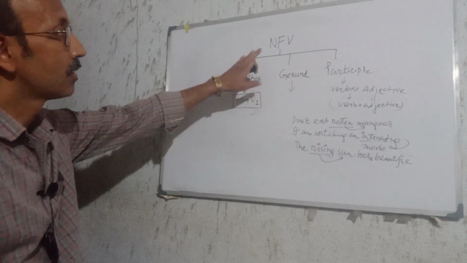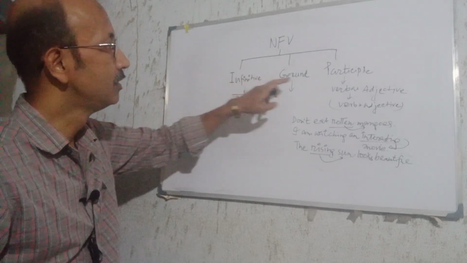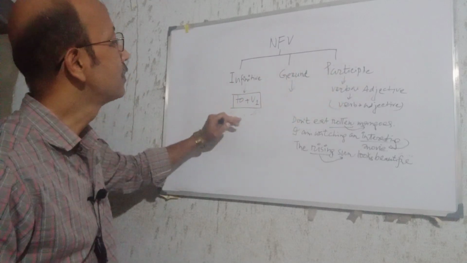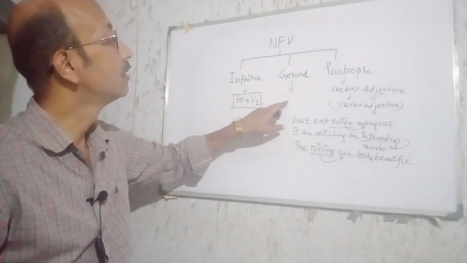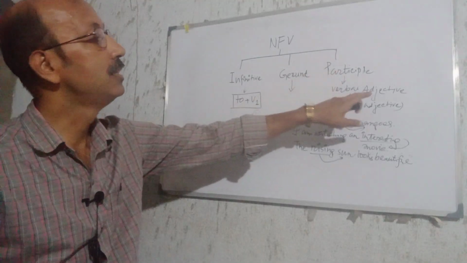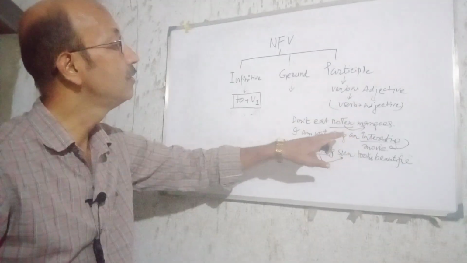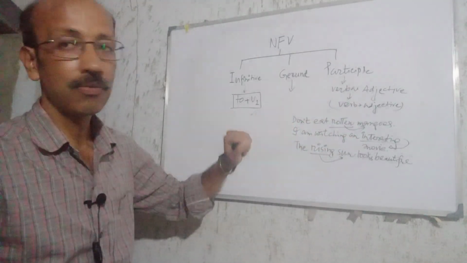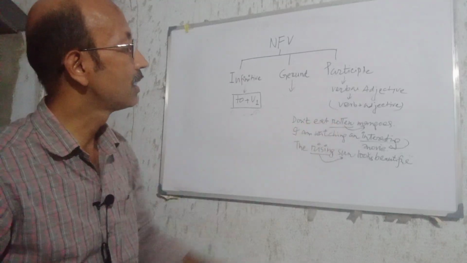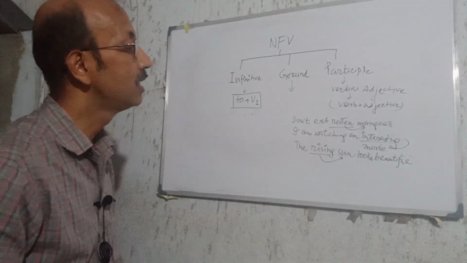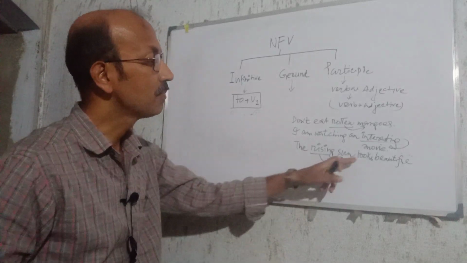All these are the non-finite forms: infinitive, gerund, participle. Infinitive is to plus V1 form. Gerund is called verbal noun and participle is called verbal adjective, that is, a verb that works as an adjective. Examples of participles are: don't eat rotten mangoes, I am watching an interesting movie, and the rising sun looks beautiful.